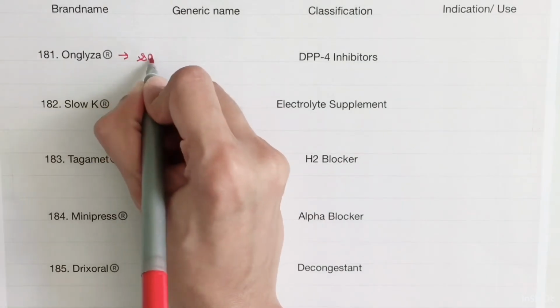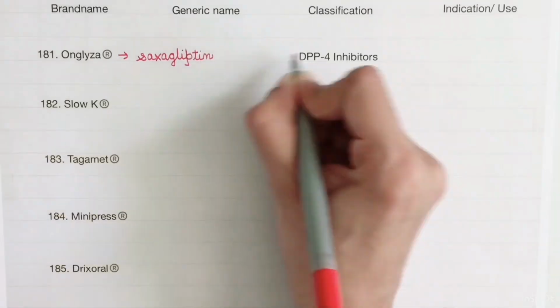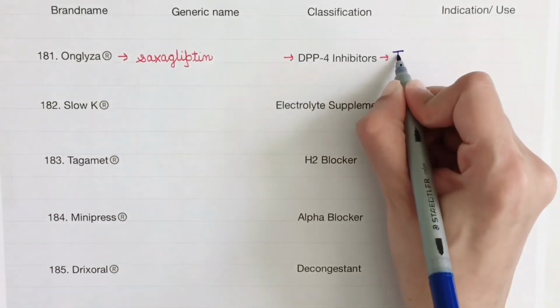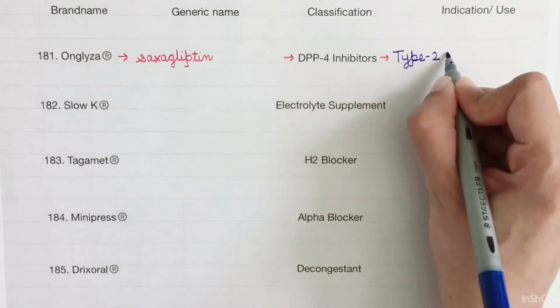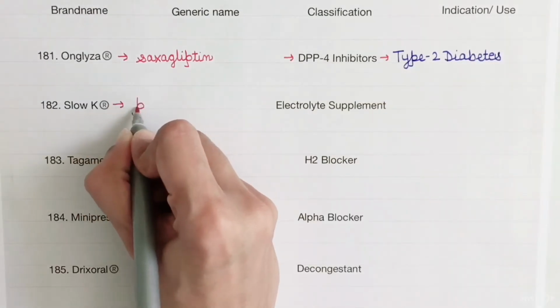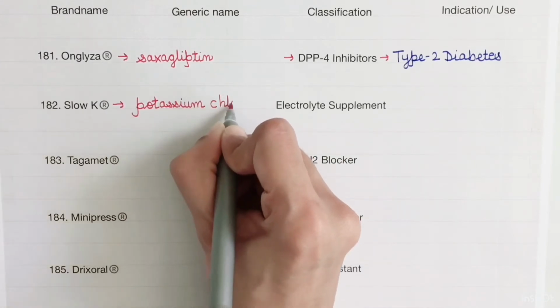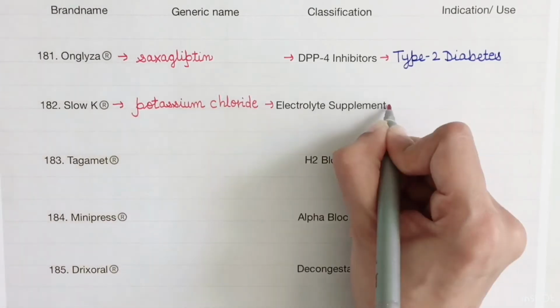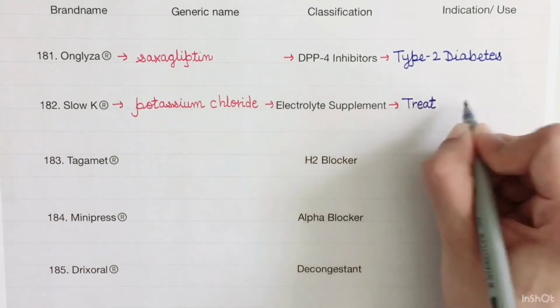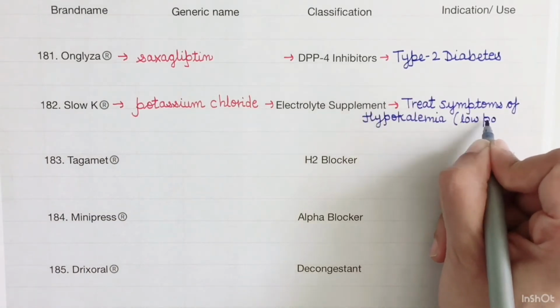181 is Onglyza. Its generic is saxagliptin. Its class is DPP4 inhibitors and it's used for type 2 diabetes. 182 is Locate. Its generic is potassium chloride. Its class is electrolyte supplement and it's used to treat symptoms of hypokalemia, also known as low potassium.